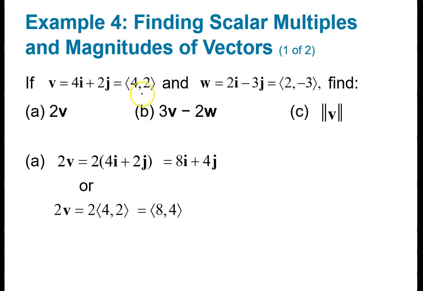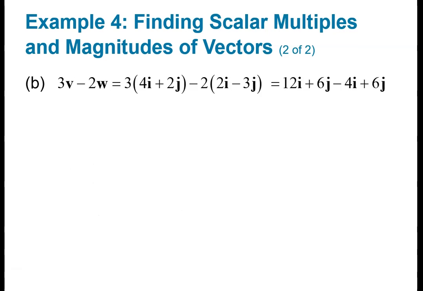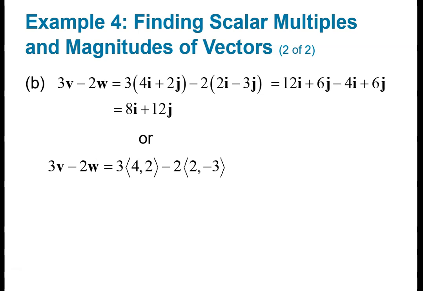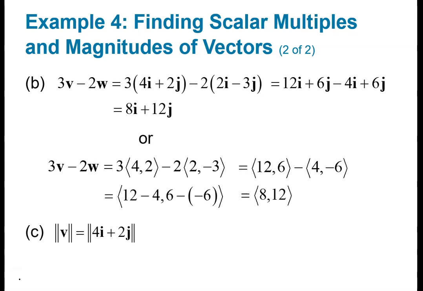Tripling vector v, that's going to be a 12 and a 6, and then negating these two and doubling them, and then combining. So there's tripling vector v, negating the 2i, doubling it, negating the -3j, and doubling it. So it's going to become a +6j, and then combining those together. Again, we can do it with the alternate notation. Just multiply the scalars on the outside times the components on the inside, and then just watch your signs with that minus sign.